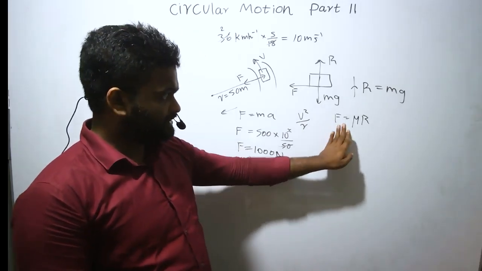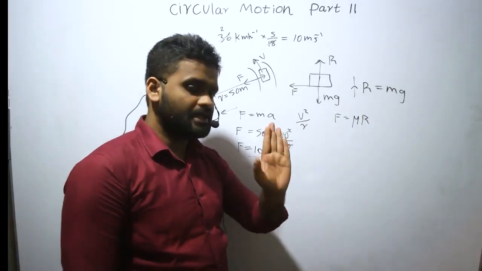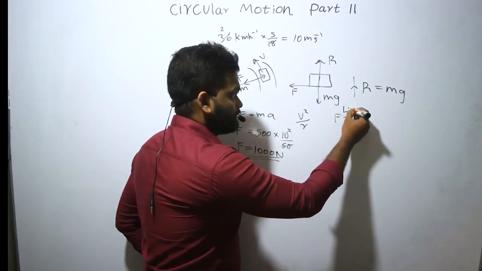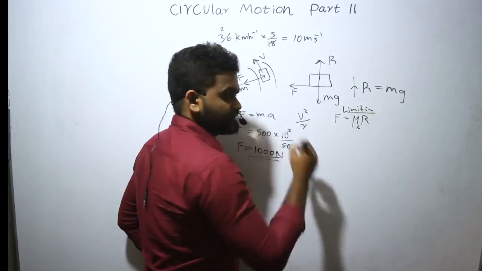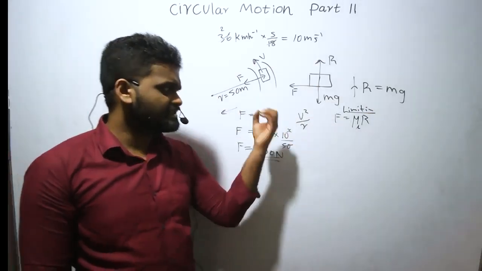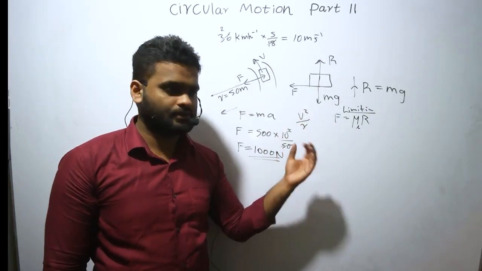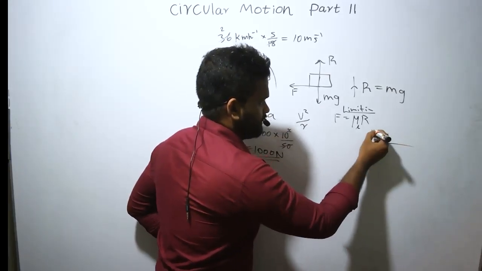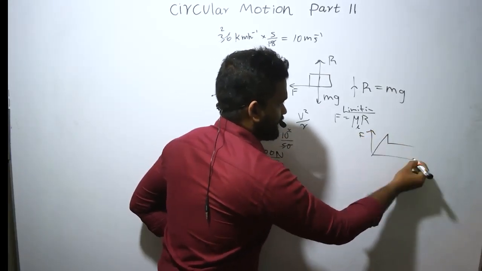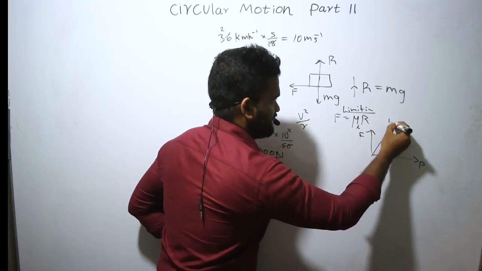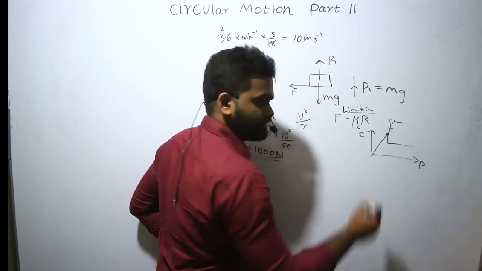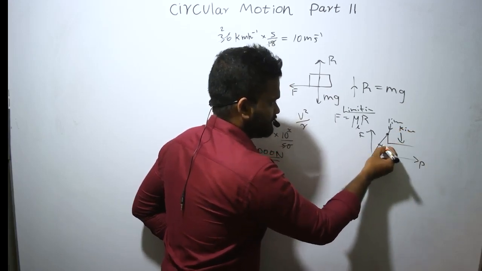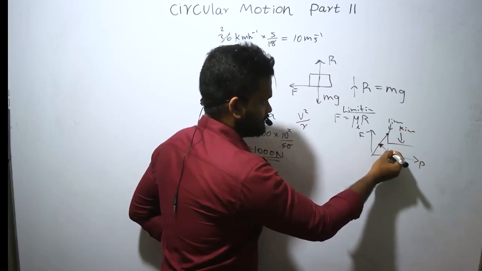Just remember that F equals mu R can only be applied in limiting conditions. In this question, there are no limiting conditions. If you remember that graph between friction and applied force, the limiting condition is at the top. Then you have the kinetic conditions. Before that, it is just in equilibrium.